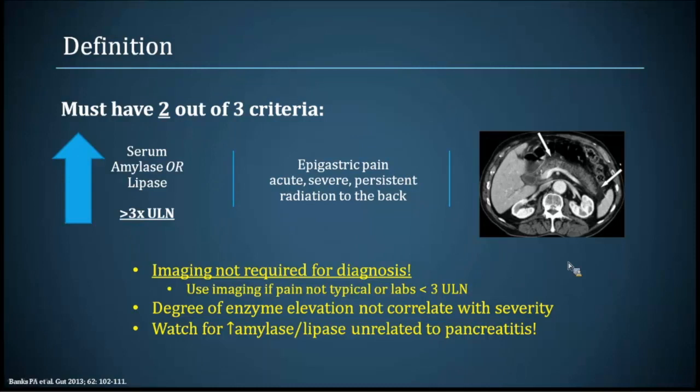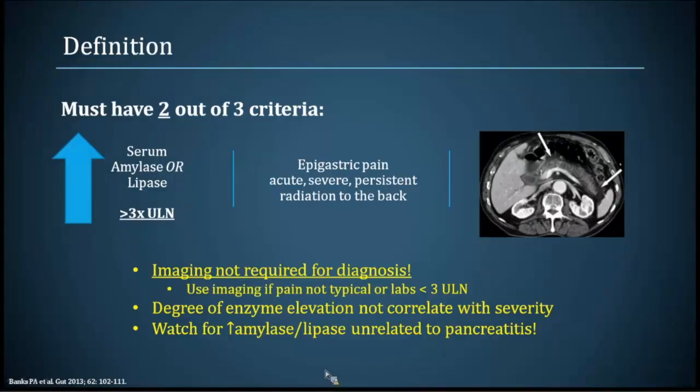The degree of enzyme elevation has no correlation with severity whatsoever. I have seen patients who've had a lipase of 40,000 or 50,000, astronomically high lipase, who've been sent to a step-down unit because they were worried about how severe this pancreatitis was going to be. The degree of elevation has no bearing whatsoever. Once you cross the diagnostic threshold, that's it. You don't need to follow lipase anymore, and you certainly don't need to care about how high that number is.